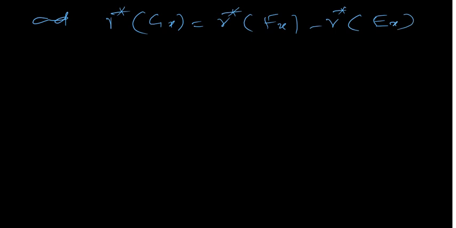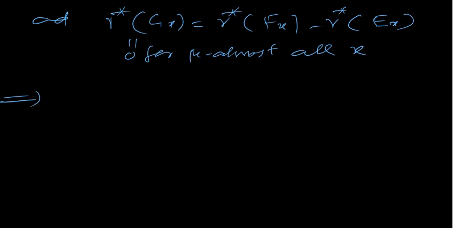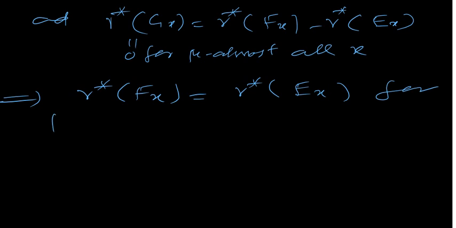They are equal actually, for mu almost all x, so this is equal to 0, because this one is equal to 0 for mu almost all x. Which implies that nu star of fx, because g is a null set, nu star of fx is equal to nu star of ex for mu almost all x. Okay, so they are equal for mu almost all x.